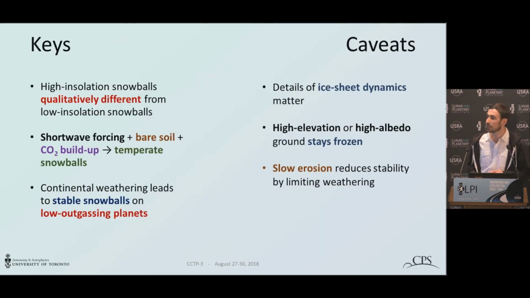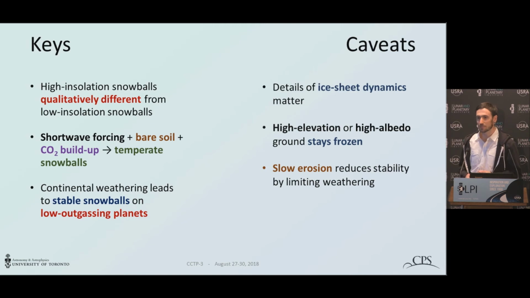So I'm going to finish up here with some keys and caveats. The key mechanisms for this are that high insolation snowballs seem to be qualitatively different from low insolation snowballs, in that it seems to be relatively easy to end up in this regime where you have these large temperate areas. And that's the consequence of a combination of strong shortwave forcing, large areas of bare soil, and a buildup of CO2 leading to these temperate areas, and that permits continental weathering that can be enough on low outgassing planets to trap you in Snowball and make this a stable climate.